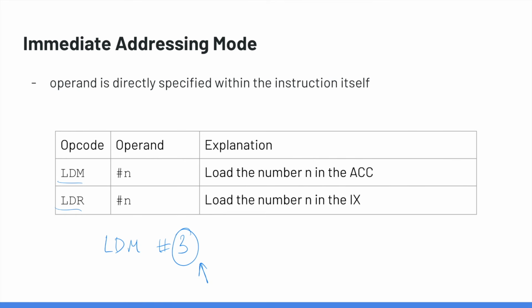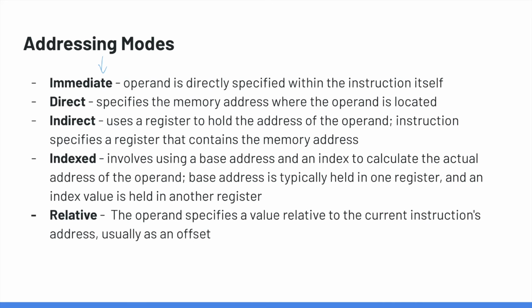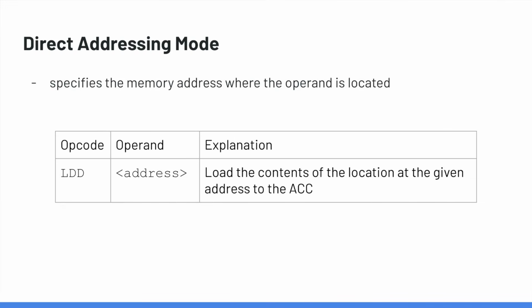That's immediate addressing mode. Next, we have direct addressing mode, which specifies the memory address where the operand is located. So here we have an example of direct addressing. There's a lot more examples, but here when we have LDD followed by some address location like 165, that's going to be direct addressing mode.